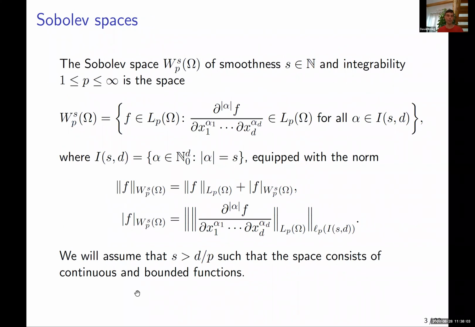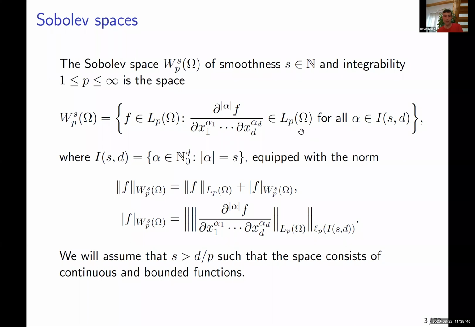Okay, and what kind of function space do we consider? We consider Sobolev spaces. So in case you don't know them, let me shortly explain. The Sobolev space of smoothness S, so S is the smoothness and P is the integrability, is defined like this. You take all functions from LP whose derivatives, or let's say weak derivatives, up to order S are again LP functions.